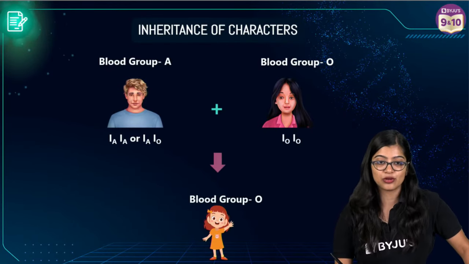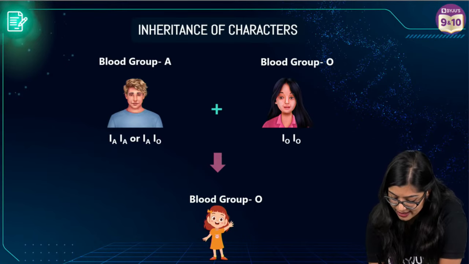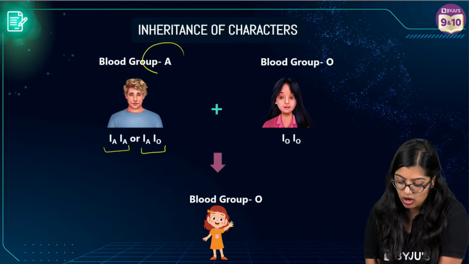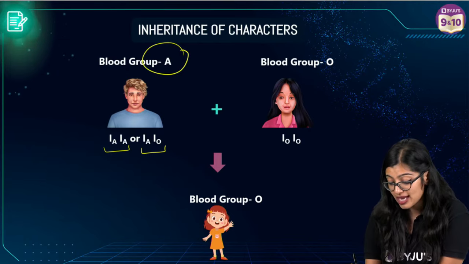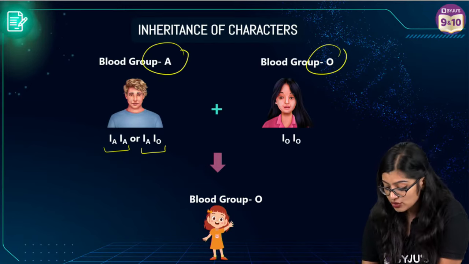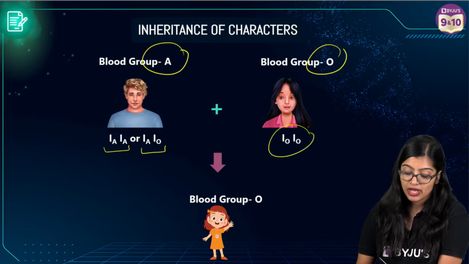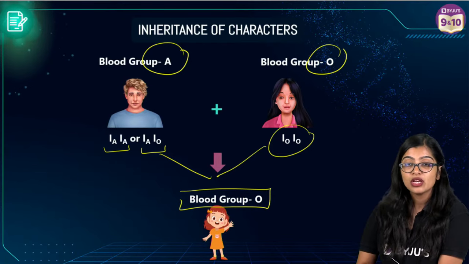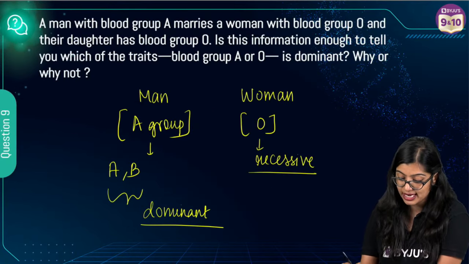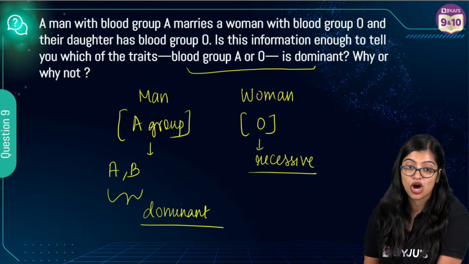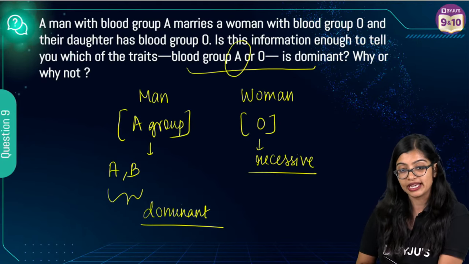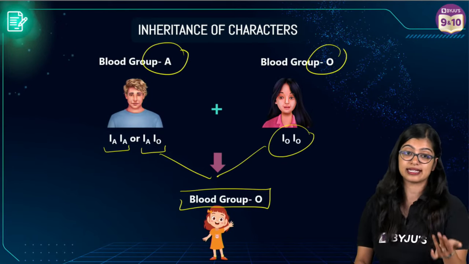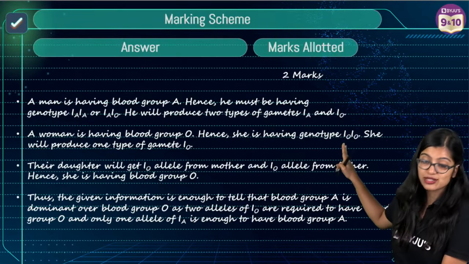So in this case, we see that it will either be IA IA or IA IO. So these are the possible combinations for A group. But O is recessive, so this will have only IO IO. And in this case, we see that we are getting a girl who has O. So what can we understand from this? Is this enough for us to understand if blood group A or O is dominant? A is dominant, right? Because in both cases, we see that it's happening in the recessive condition.